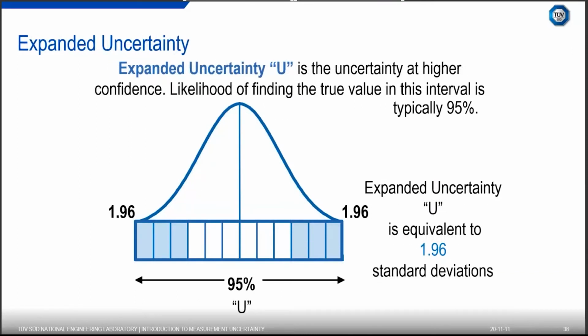Expanded uncertainty is the uncertainty at a higher confidence level than the standard uncertainty. The likelihood of finding the true value in this interval is typically 95%, but you can make it any value you want depending on what coverage factor, or what factor, you multiply the standard uncertainty by. So for 95%, the expanded uncertainty is equivalent to 1.96 standard deviations. And it's typical to use expanded uncertainties when quoting results because we want to have more confidence in the fact the true value will lie within the limits that we're stating. So that's why we do that.